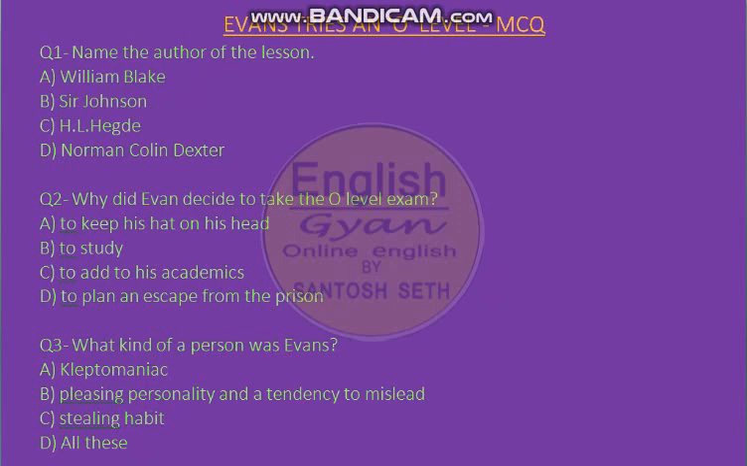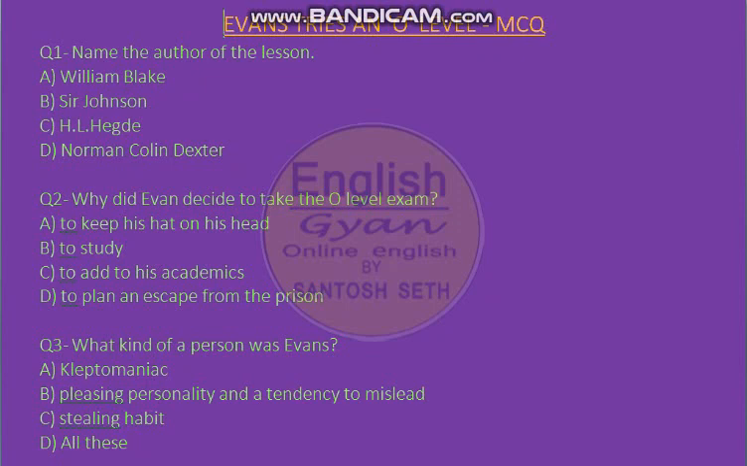I am once again ready with MCQs for the chapter "Events, Tries, and O level." I hope you all are ready to answer. So let us try this and check how much you have understood the chapter. Okay? Question number 1. Name the author of the lesson.